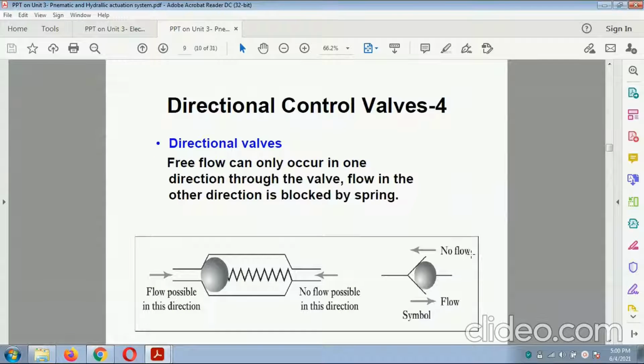Directional control valve 4, the directional valve. The free flow only occurs in one direction through the valve. Flow in the other direction is blocked by the spring. So there are flow directions and no flow directions. This is the flow control valve which can be attracted to the direction. This is a symbol, this is a flow, and this is a no flow.